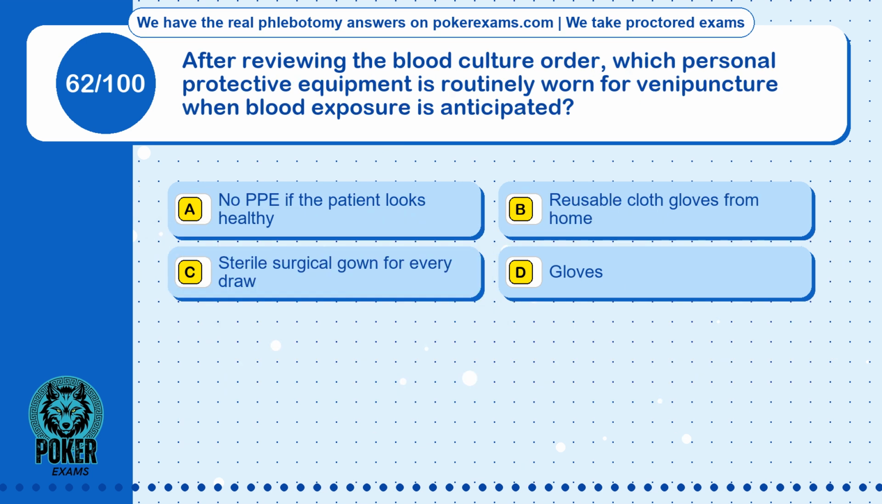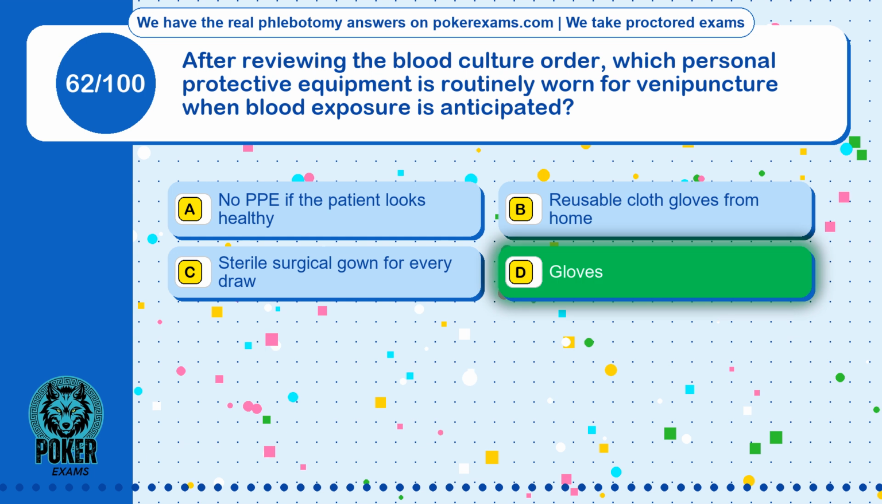Question 62. After reviewing the blood culture order, which personal protective equipment is routinely worn for venipuncture when blood exposure is anticipated? Option A. No PPE if the patient looks healthy. Option B. Reusable cloth gloves from home. Option C. Sterile surgical gown for every draw. Option D. Gloves.